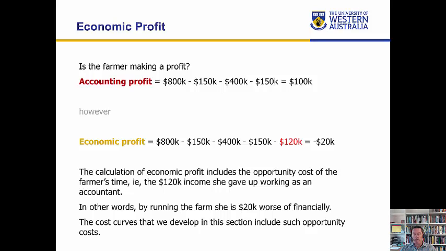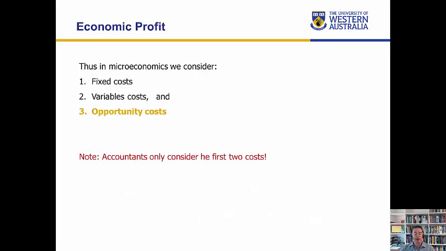Now, this idea of opportunity cost, that is your next best alternative, those opportunity costs are actually built into the cost curves that we'll be dealing with later on in this topic. Okay, so therefore in microeconomics we consider fixed costs, variable costs and opportunity costs as well. So to be doing well in an economic sense, you have to be earning enough revenue to cover your fixed costs, your variable costs and your opportunity costs as well. You have to earn enough revenue to cover those opportunity costs.